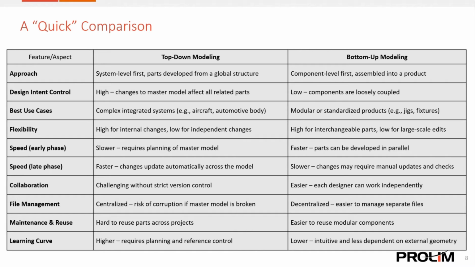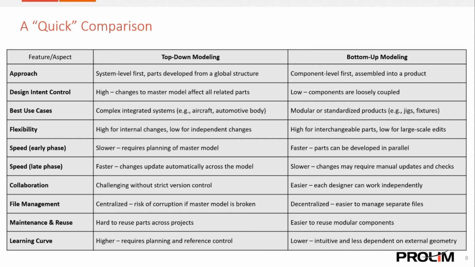If you make one change and it's driving other components, you don't have to go into those components individually and change them appropriately. You just change one thing, and because they're driving each other, they change automatically. And with bottom-up modeling, the late phase speed is going to be slower because it may require manual updates and checks.